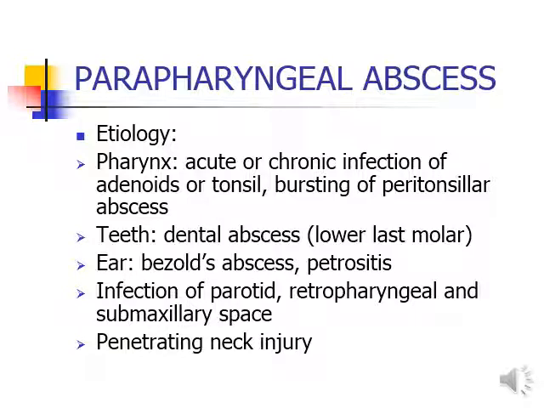And finally, it's the parapharyngeal abscess. The etiology here is a spread of infection from the pharynx, as in cases of acute or chronic infection of the adenoids, the tonsil, bursting peritonsillar abscess, or extension of infection from the teeth following dental caries or dental abscess.